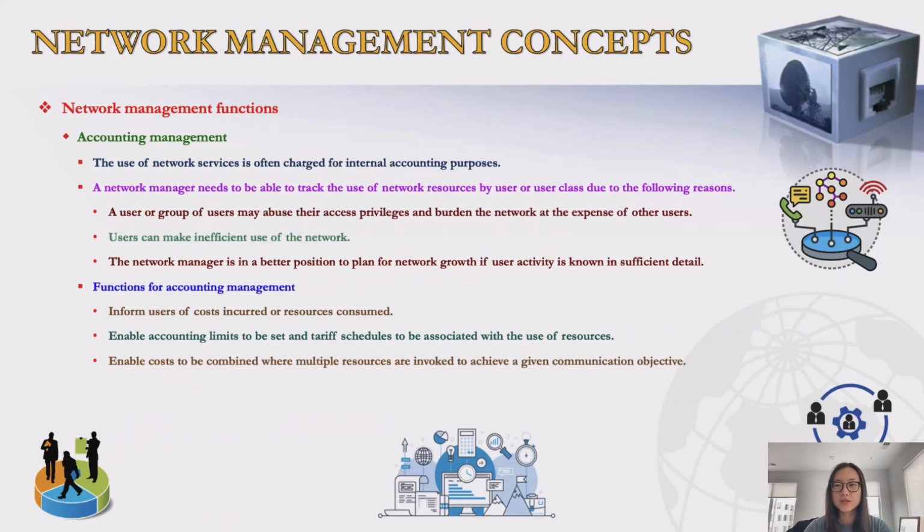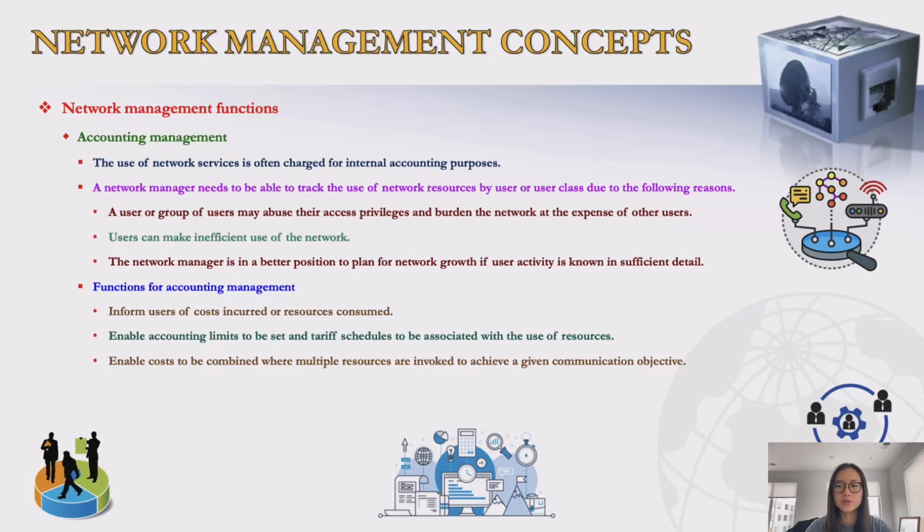Many organizations often charge the use of network services to individual divisions or cost centers, or even individual project accounts. These are internal accounting procedures rather than actual cash transfers. Even if there is no such internal charging, a network manager should be able to track the use of network resources by users or user class due to the following several reasons.